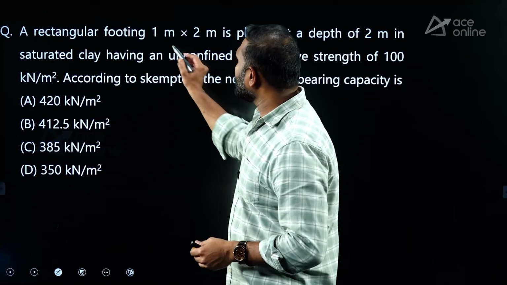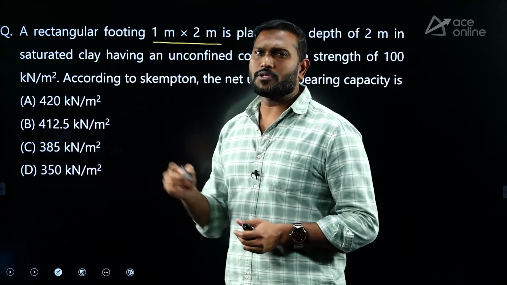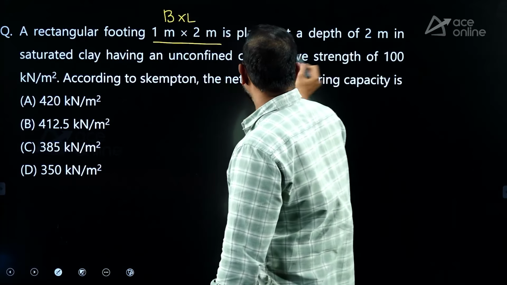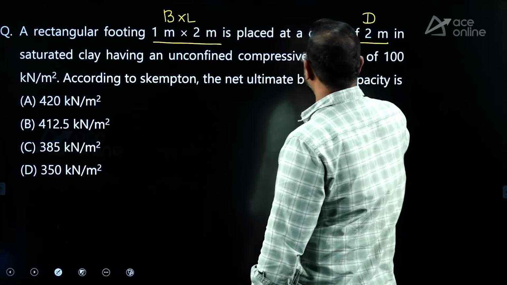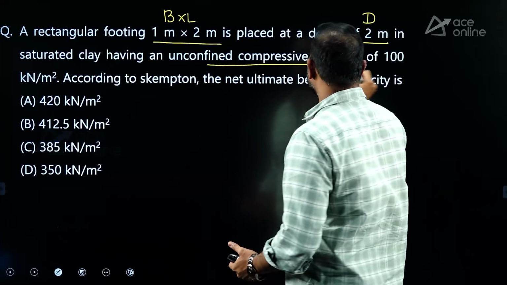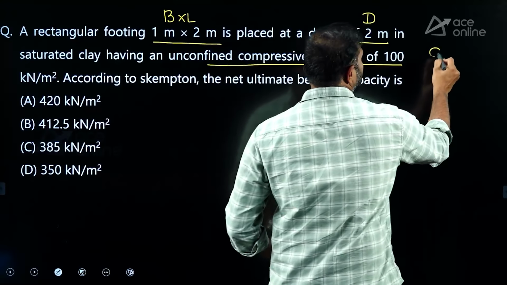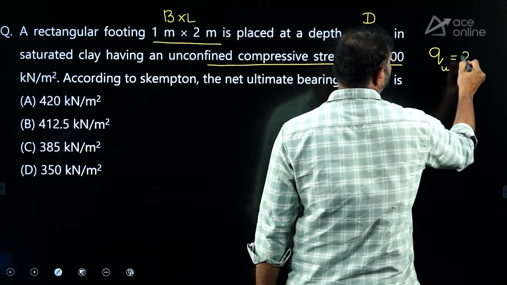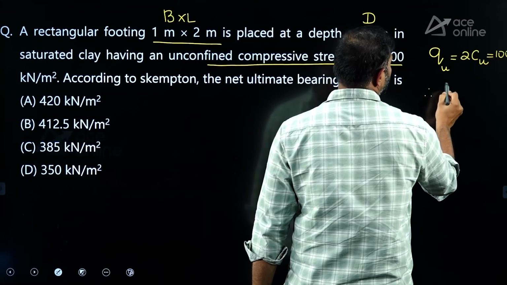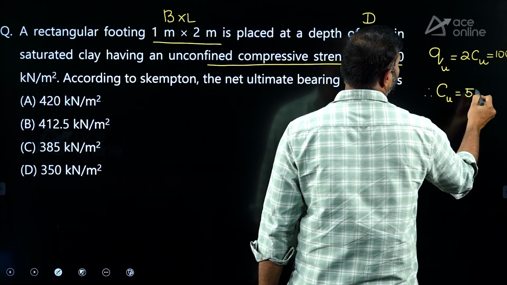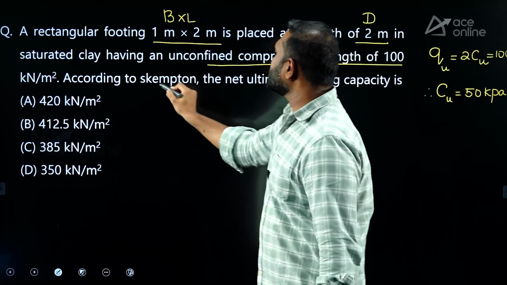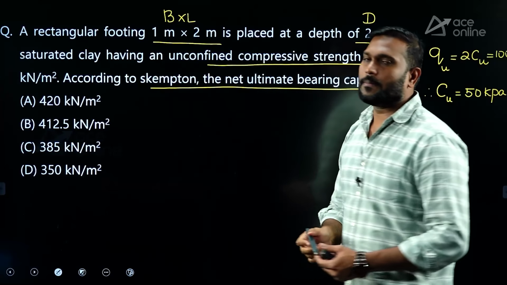So a rectangular footing, with the short dimension to the long dimension B by L, is placed at a depth of 2 meters in a saturated clay having an unconfined compressive strength of 100. The unconfined compressive strength is 2 times the undrained shear strength, so the cohesion will be 100 by 2, which is 50 kilopascals. According to Skempton, the net ultimate bearing capacity.